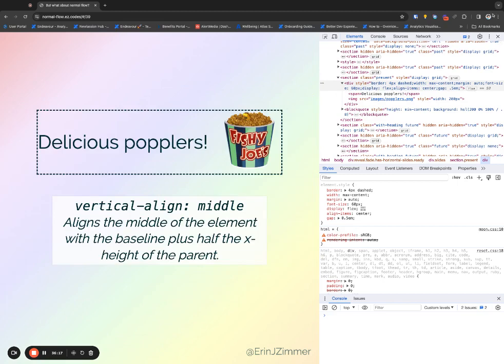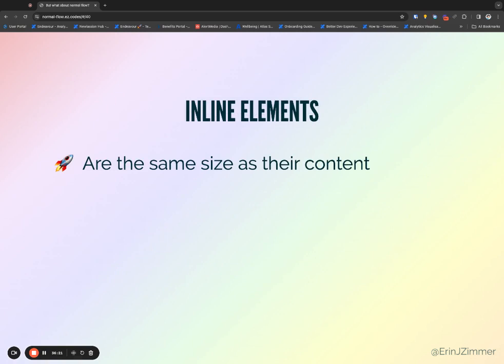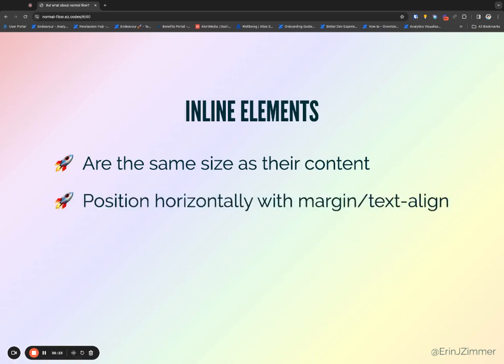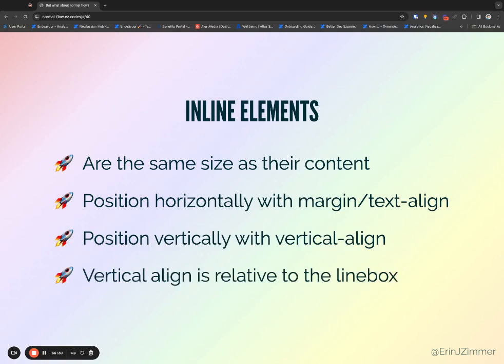Cool. So that is inline elements. They are the same size as their content. They're positioned horizontally with margin or text align, positioned vertically with vertical align, and the vertical align is relative to the line box, right? So vertical align only works on inline elements, and if you're trying to use it on block elements, it's not going to work.